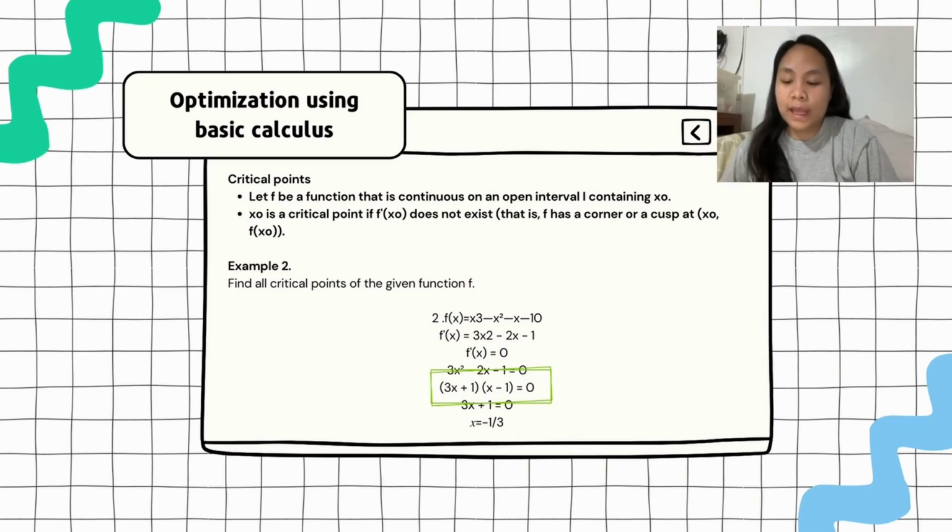Then, equate natin yung bawat factor sa 0 to solve for x. So, yung 3x plus 1 is equal to 0. Then, ililipat natin sa right side si 1. So, magiging 3x plus 1 is equal to negative 1. Then, divide both sides by 3. So, magiging x is equal to negative 1/3. So, the critical points are negative 1/3 and positive 1.